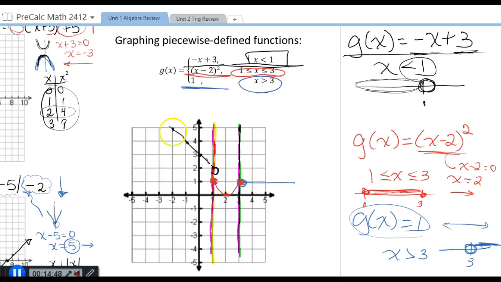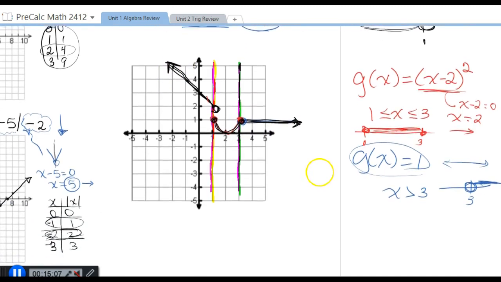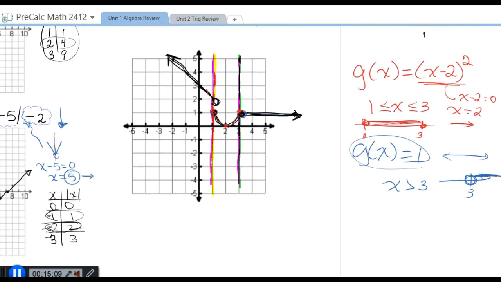So I'm going to put everything in black so you can see what our graph looks like. Open circle here. Here's my parabola portion with closed circles. And then here's my constant. So it continues this way, and it continues that way. So let's talk about domain and range for this particular function. So remember the highlighted parts, the ones in yellow, purple, and green, are not part of my graph. Let me see if I can get rid of those.